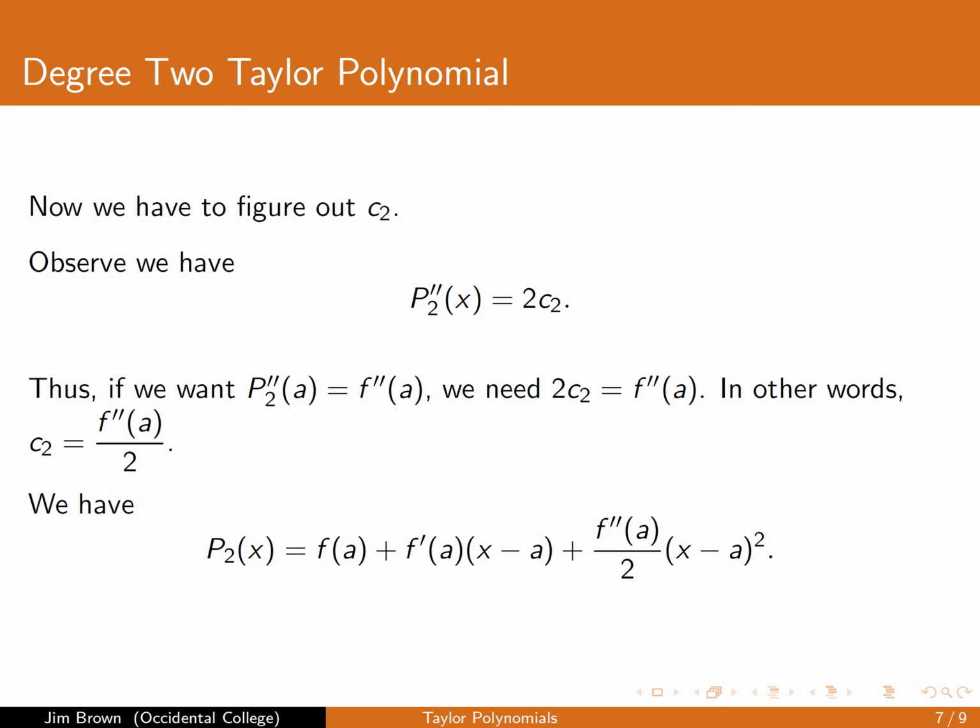So that means my degree 2 Taylor polynomial is f of a plus f prime of a times (x minus a) plus the second derivative of f evaluated at a divided by 2 times (x minus a) squared. And this polynomial satisfies that it's going to have the same value at a as f, the same derivative at a as f, and the same second derivative at a as f.